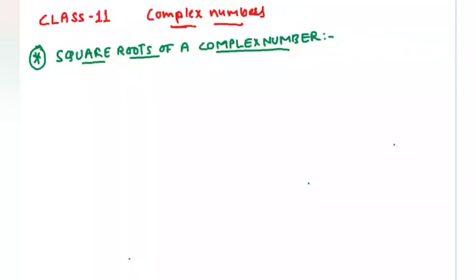Hello students, you are watching ISC Mathematics, and in this video we will learn how to find the square roots of a complex number. Let us consider a complex number. Let z equal a plus ib be a complex number.